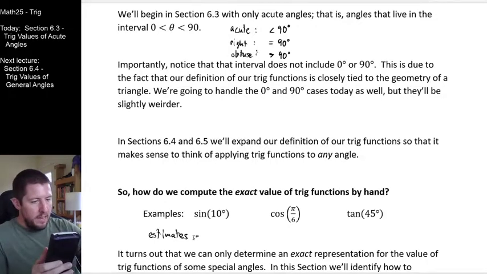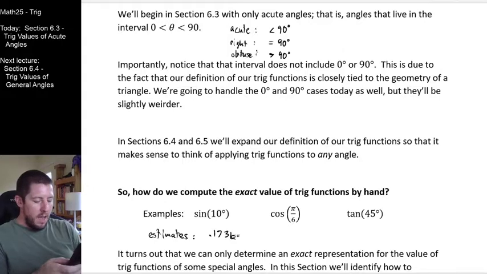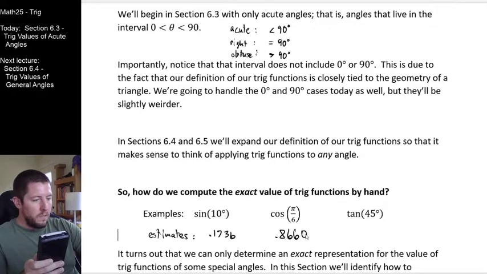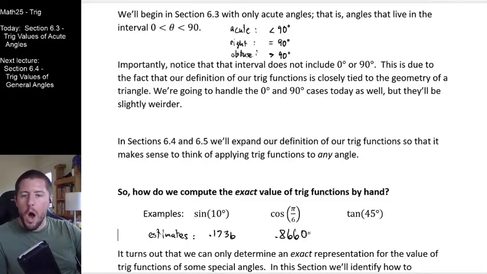I'm seeing that the sine of 10 degrees is giving me 0.1736, if I was going to give 4 decimals. Cosine of pi sixths, I need to move into radian mode to get this estimate. Cosine of pi sixths, I'm seeing 0.8660. Tangent of 45 degrees, I need to go back into degree mode for this one. Tangent of 45, oh goodness, it's just 1.